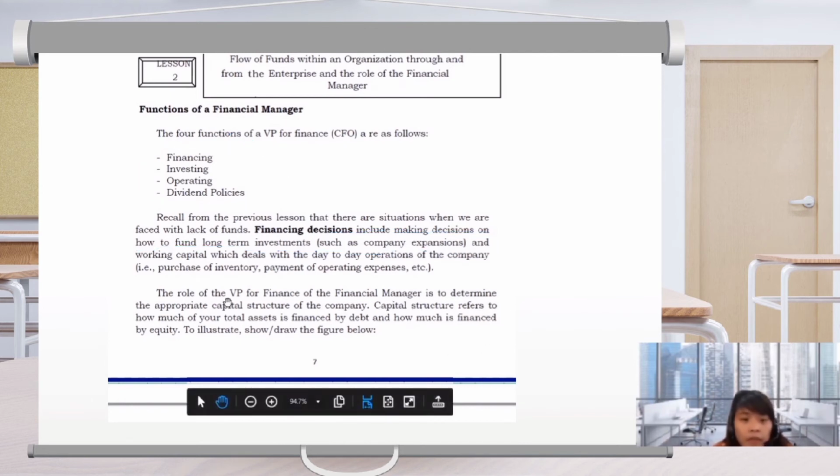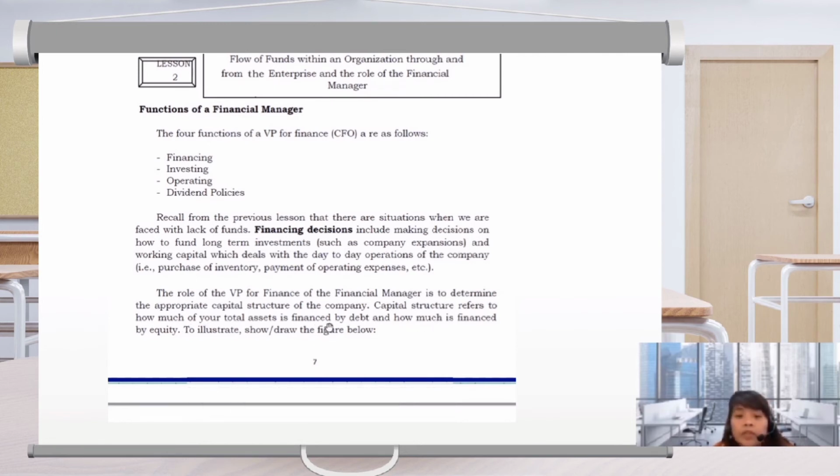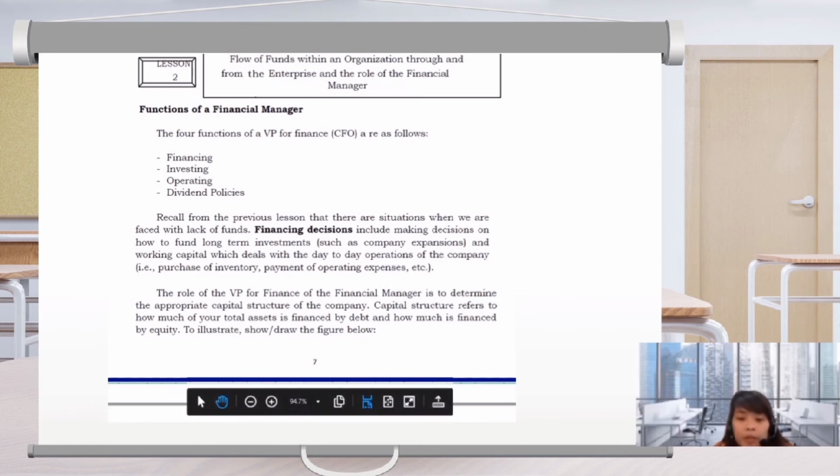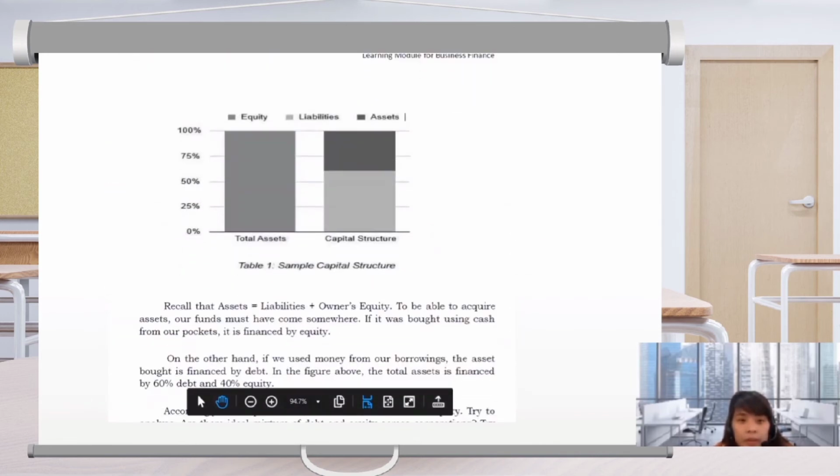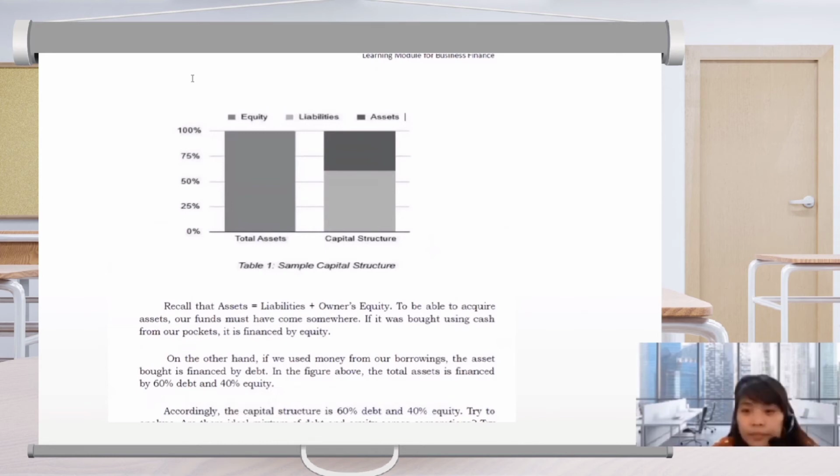In terms naman of capital structure, it refers to how much of your total asset is financed by debt and how much is financed by equity. So, paano ba yon? To illustrate, meron daw dito, equity, liability, saka asset. So ano nga ba, class, yung accounting equation? Natatandaan? Assets equals liabilities plus equity. Very good. Asset equals liabilities plus capital or equity. Right?